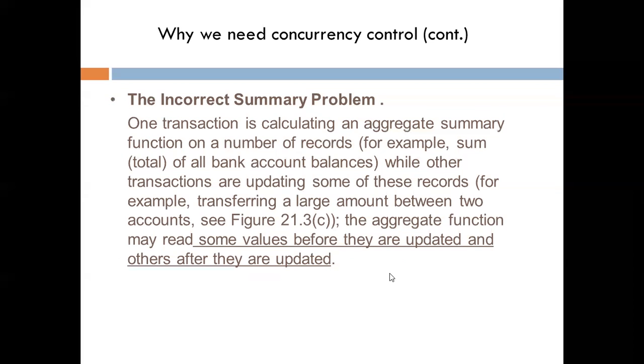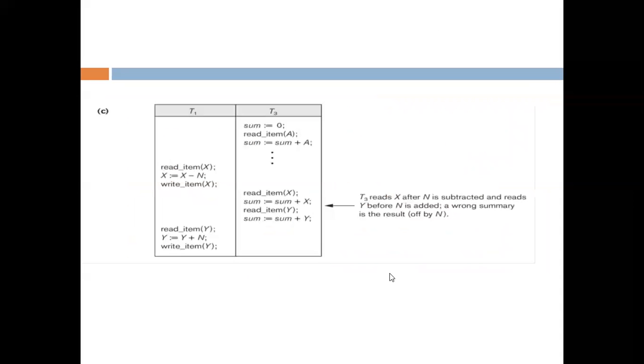So in these scenarios, we will have a concurrency problem. Due to these problems, we need a control mechanism, and that control mechanism we call concurrency control. Okay. So how to provide concurrency control? We shall discuss that. So T3 reads the value X after N is subtracted and reads Y before N is added, and a wrong summary result is obtained in this particular transaction.